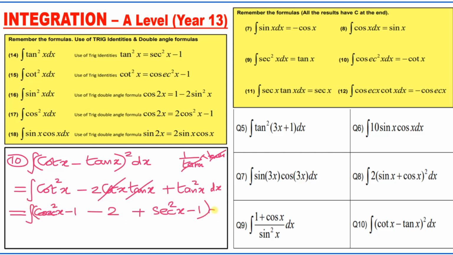Now the question becomes very simple, and we are going to write that as integrating cosec squared x minus 1 minus 2 minus 1, which is minus 4, plus sec squared x dx. Now we can look at the formula sheet. There is a ready-made formula available. Cosec squared x answer is minus cot x, and minus 4 is minus 4x. Sec squared x is tan x, and plus c. And that is the answer for question number 10.